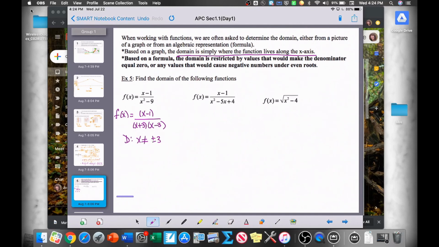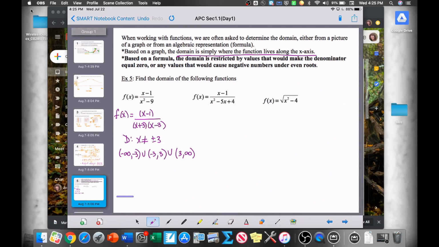Now, if you wanted to write this in interval notation, then you would say that my x values can be anything from negative infinity up to negative 3, but not including, so we'd use a round bracket. And then it can be any values between negative 3 and positive 3, but not including, so we would use round brackets. And then it would be anything from 3 to positive infinity. And again, we'd use round brackets.